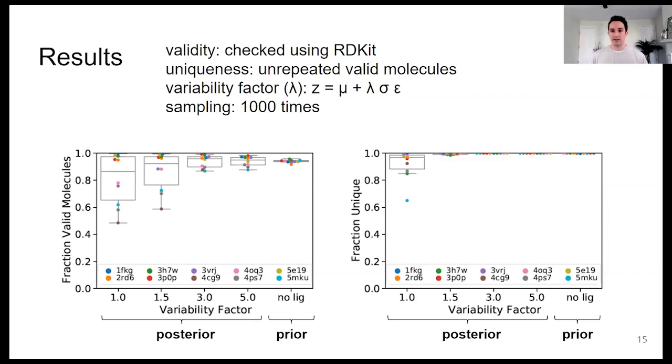Certain targets appear to be consistently harder to generate valid and unique molecules for, such as PDB-ID 5MKU, which only had about 62% valid molecules and 64% unique when using a variability factor of 1.